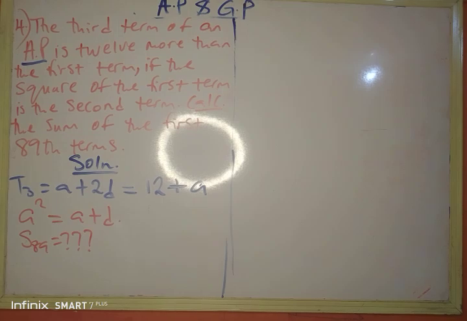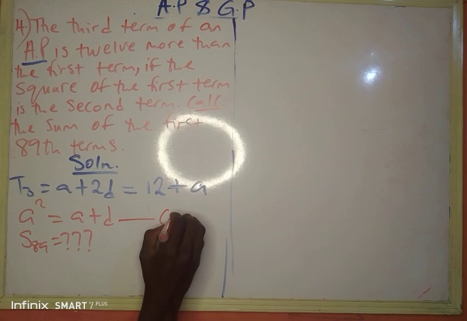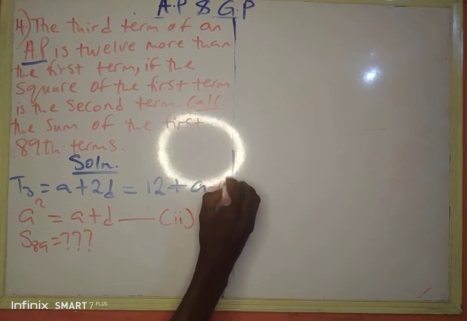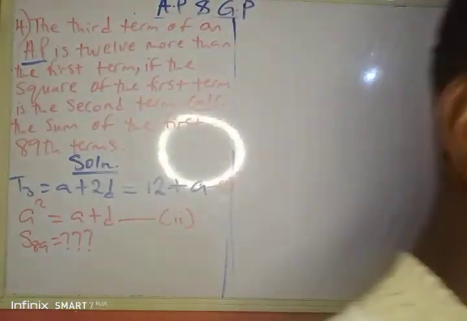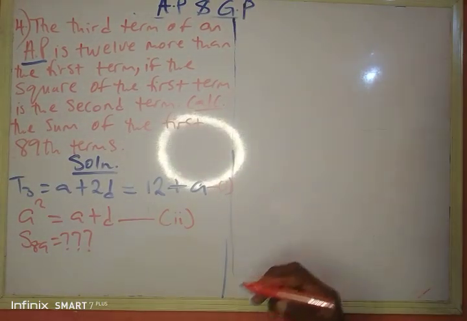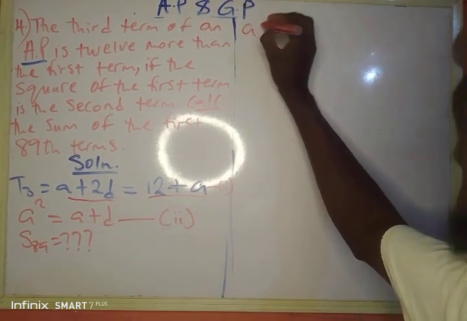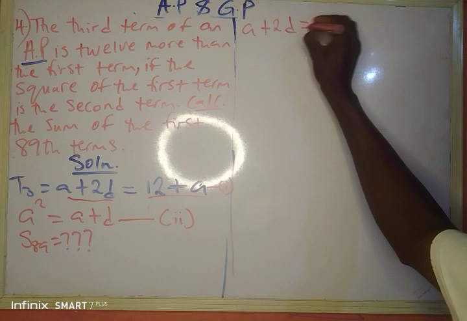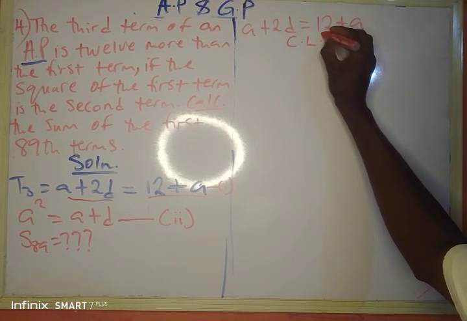Okay, I think we can solve this now. We can call this equation 2, then this equation 1. From equation 1, we notice that we can equate this and this. We say A plus 2D equals 12 plus A.